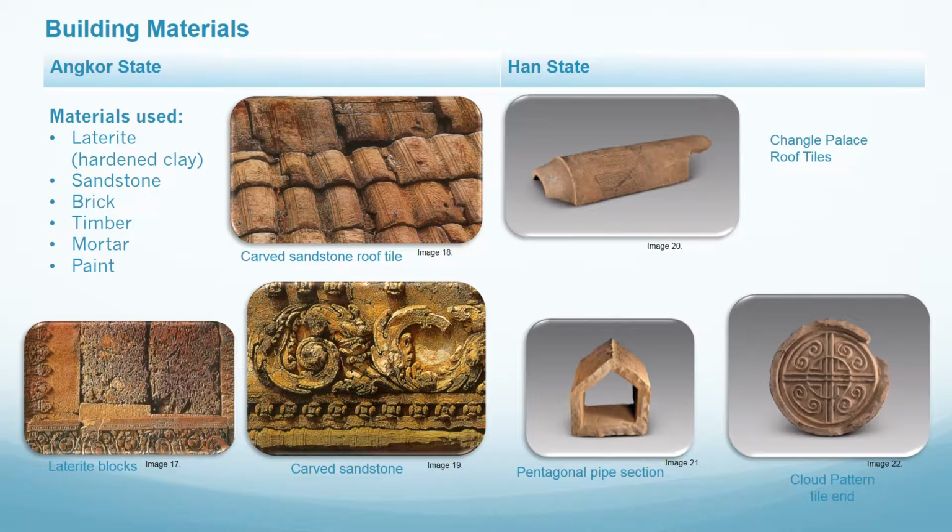Wood was used for palaces, houses and monks' accommodation. It was also used for temple roofs, pavilions and pagodas. Paint: the surfaces of Khmer temples were painted, and faint traces of paint remain today.